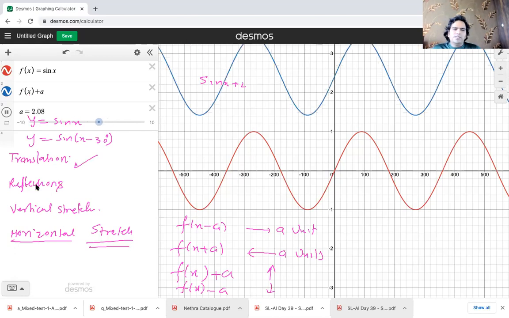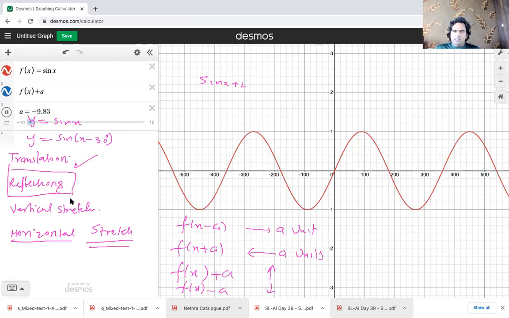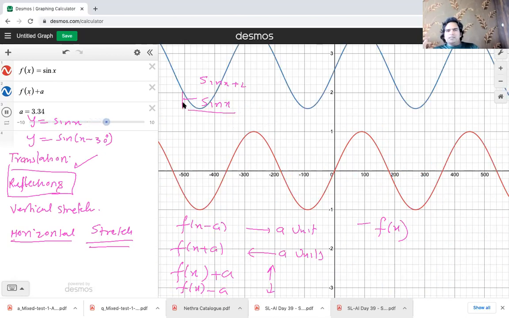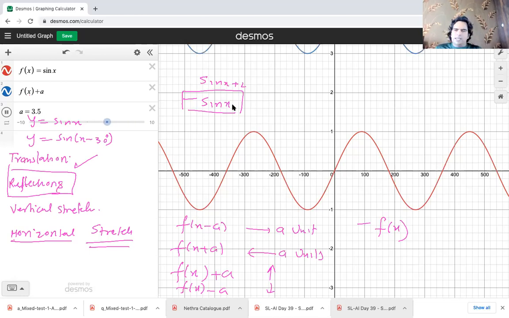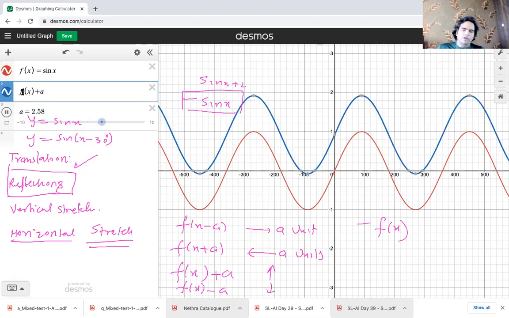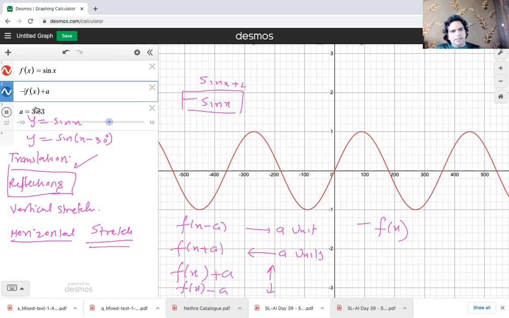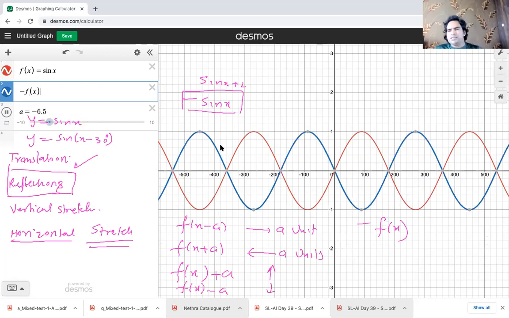After this, we have something called reflections in the x-axis. Reflection in the x-axis is when you make the entire function negative, so you have a negative of f of x. For example, if I had to sketch negative of sine x, that means the graph is going to get reflected in the x-axis. If I have the function negative f of x, you'll notice that the function is just reflected in the x-axis. So whenever you have such graphs where you're making the negative of the entire function, you just reflect in the x-axis. That's your reflections part.